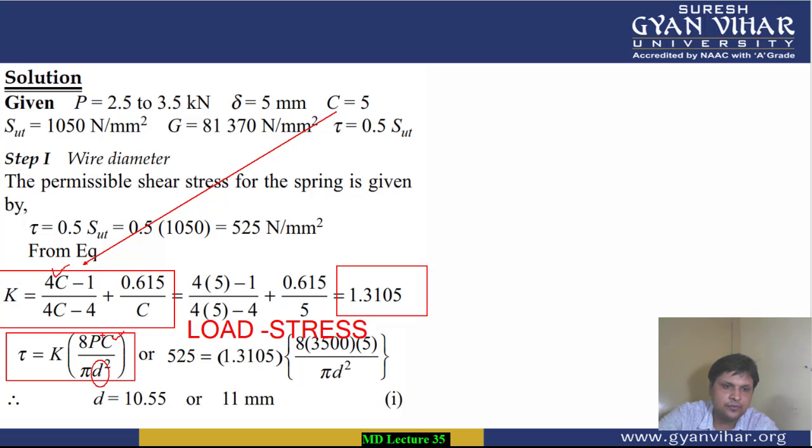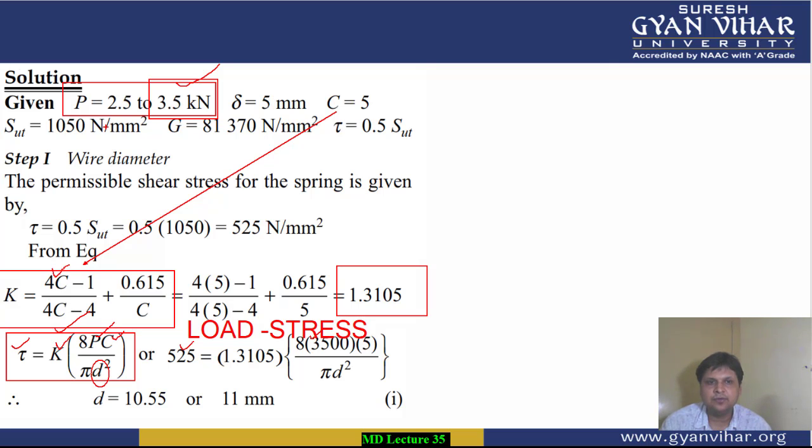The values which are given to us in the question are your spring index, the load that is acting, and then the wall factor we have calculated, and the permissible shear stress value also we have calculated. Putting all these values, one thing you should keep in mind is that the load taken in this equation is always the maximum load. So don't get confused with the language that the load is varying between 2.5 to 3.5. This means that we will always take the maximum value in this load stress equation.